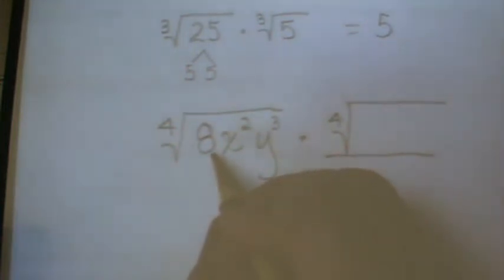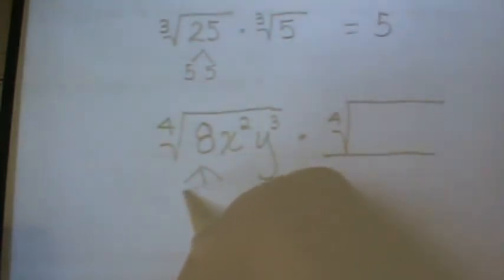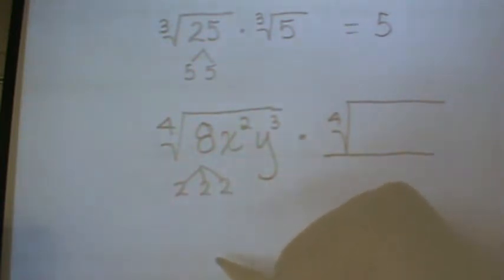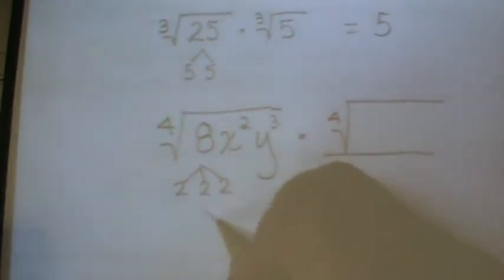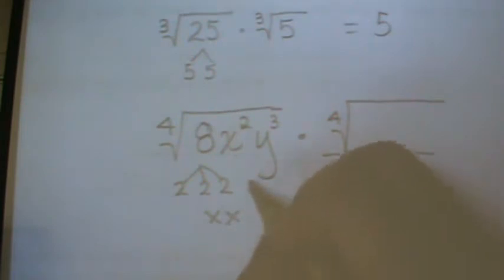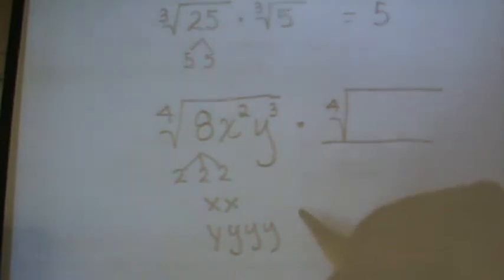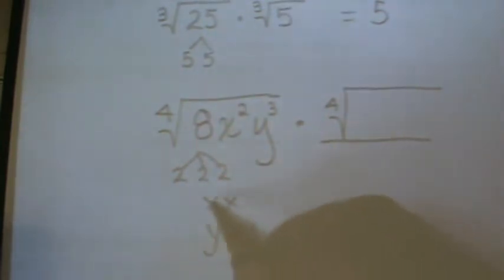Do you need to break 8 up? Maybe some of you need to break this up. 8 is 2, 2, 2. So you need another 2. X squared is x, x, and y cubed is y, y, y. So what is missing? I'm sorry. Ah, y. 3 y's, 2 x's, and 3 2's.